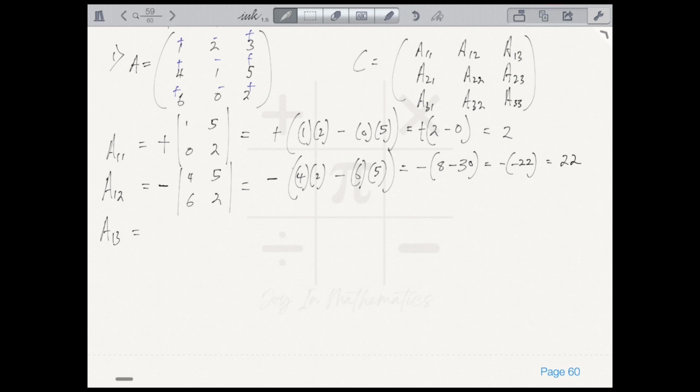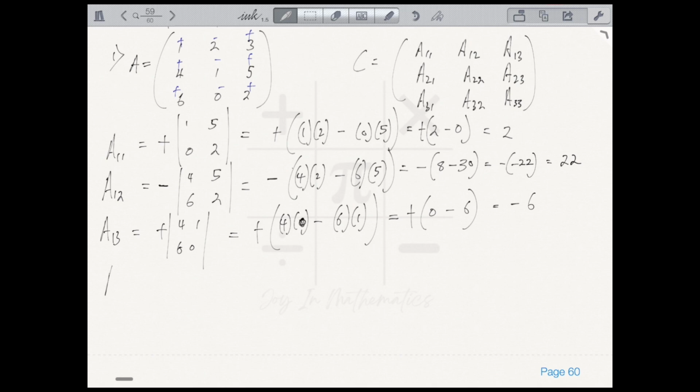Now A13. The place sign is positive. Looking horizontally and vertically, we are left with 4, 1, 6, 0. So this is positive, the place sign, of 4 into 0 minus 6 into 1. 4 multiplied by 0 is 0, 6 multiplied by 1 is 6, and this will give us 0 minus 6, which is negative 6. Now we can see how interesting this is.